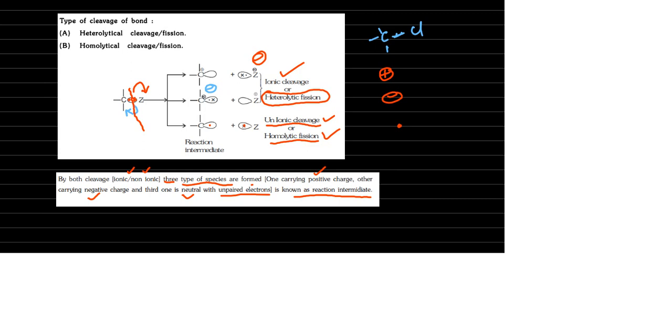These names I can write here. This one is electrophile, this one is nucleophile, this one is known as free radical. Okay, these all are radicals only. Here, this single electron one is known as free radicals.